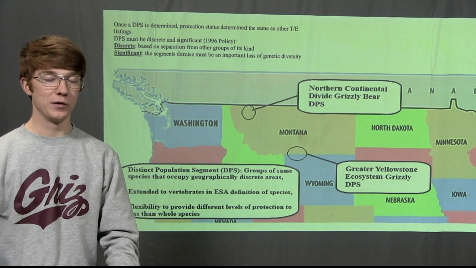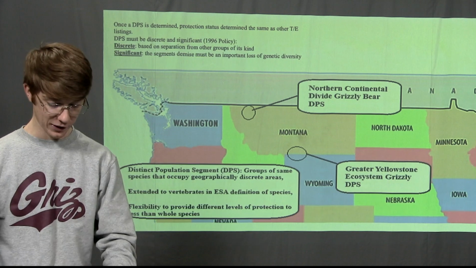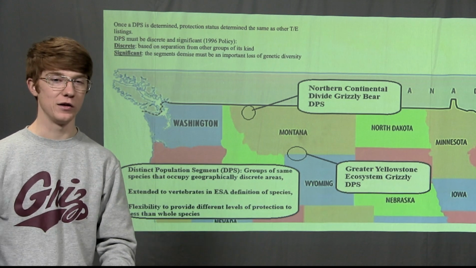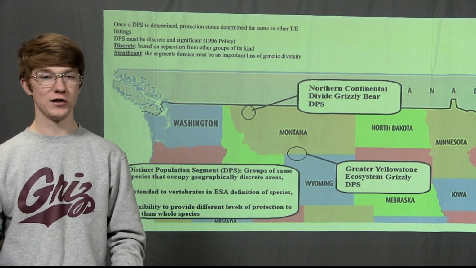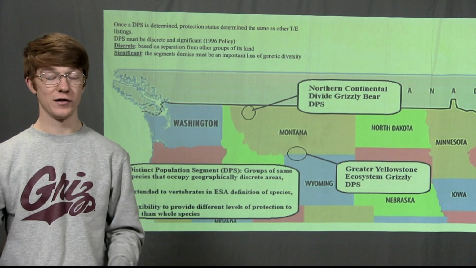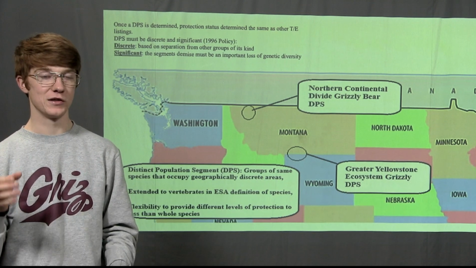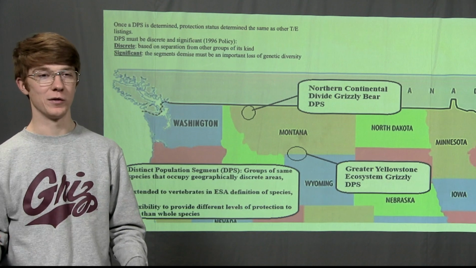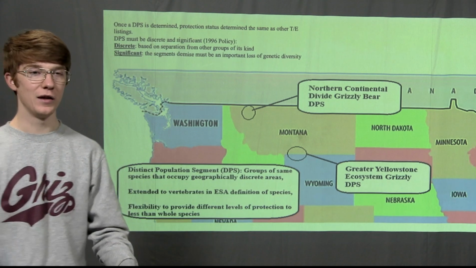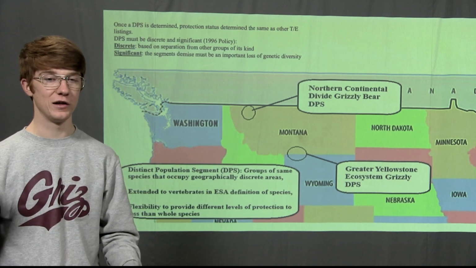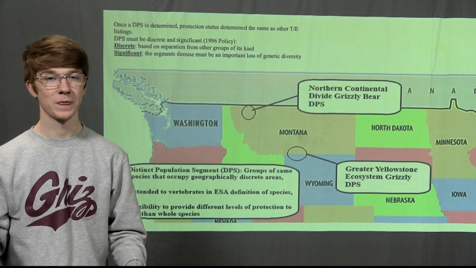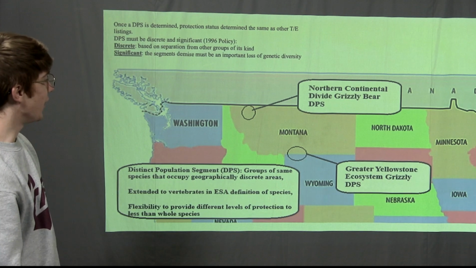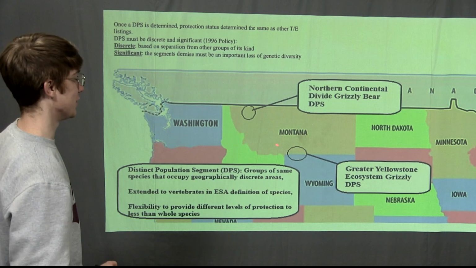So this comes down to the distinct population segment provision in the listing criteria. These distinct population segments are groups of the same species that occupy geographically discrete areas, and it's in the definition of a species. It's only extended to vertebrates, because it's species, subspecies, and then, in the case of vertebrates, it can be broken down further into these distinct population segments. And this is just to provide more flexibility in those different levels of protection to less than a whole species. So, like in this case, you've got a population of grizzlies up here in the Northern Continental Divide, and then you've got another one here in the greater Yellowstone ecosystem.